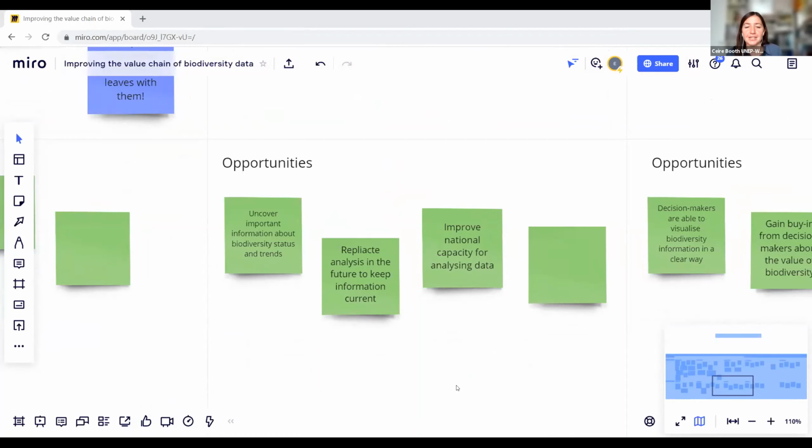And when practitioners build that capacity to be able to run these analyses, and that data is continually being updated and added to, the idea is that you should be able to replicate analysis in the future to keep the information current. So that is a really key opportunity at the analysis stage and throughout, really. And of course, we've got improving national capacity for analysing data.